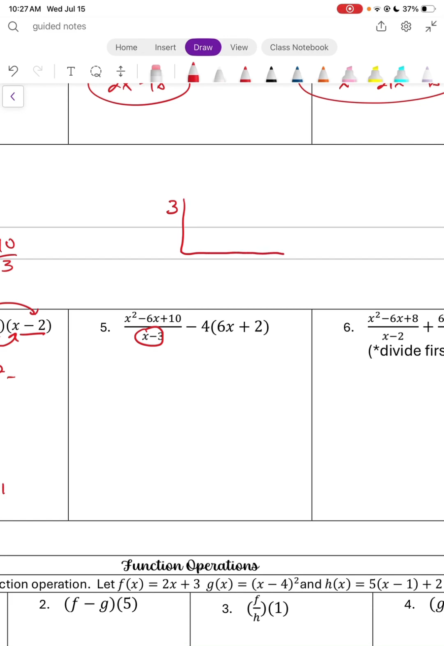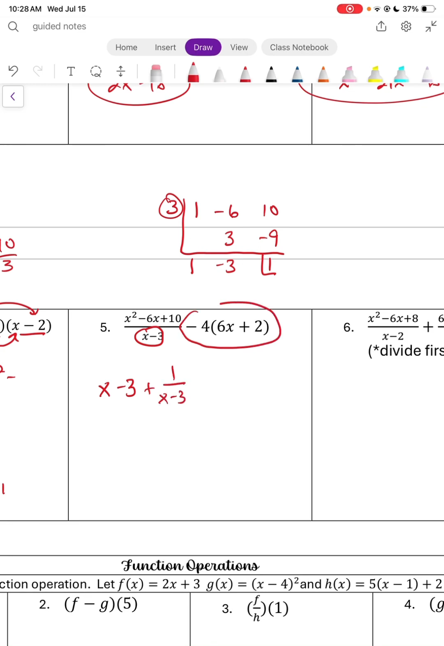We're dividing into 1x squared minus 6x plus 10. When we divide that, bring down the number. Anytime something gets below the line, multiply it by the 3. 3 times 1 is 3. That gives you negative 3, something below the number, multiply it by the 3. We have a remainder of 1. So when we divide that, we have x minus 3 plus 1 over x minus 3.